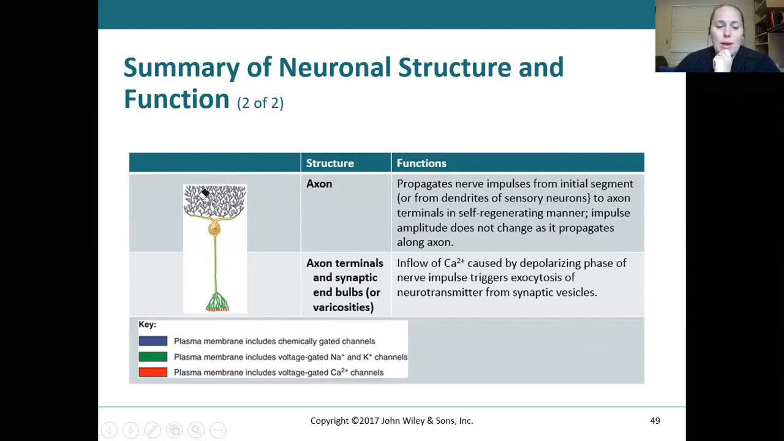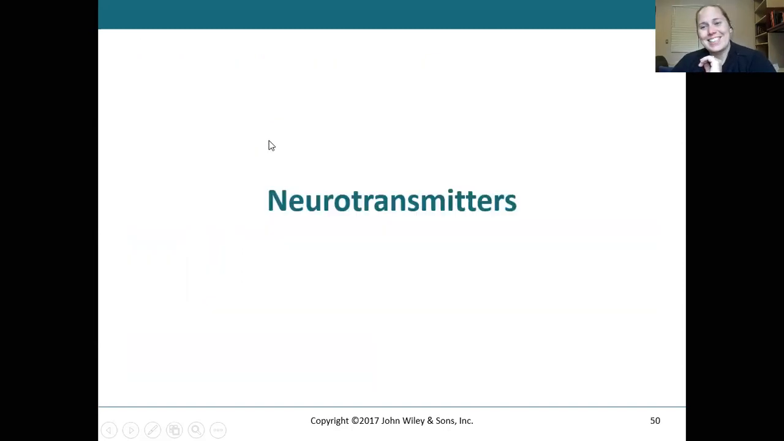So here you have plasma includes chemically gated channels. Again, you're reaching out to have neurotransmitters bind to those dendrites. Here you have your voltage-gated sodium and potassium channels because that's what mediates action potentials. Then at the very end of these bulbs down here, those are voltage-gated calcium channels, again, because that's where you're going to be releasing neurotransmitter from. Feel like neuroscientists yet?